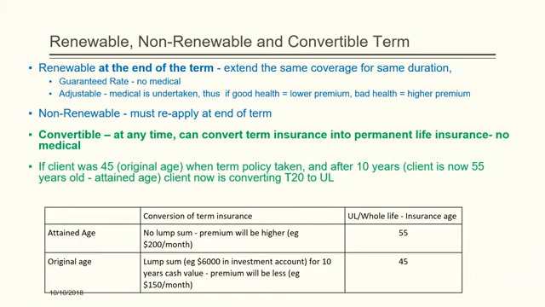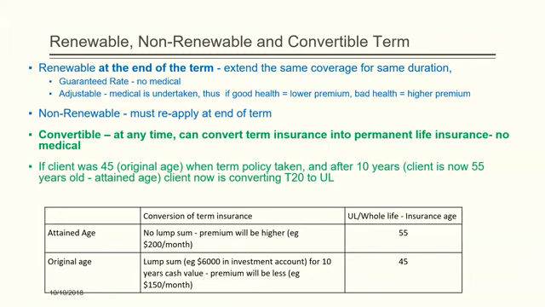So when you're comparing term policies from different companies, you have to see whether they are renewable or not, and whether they are convertible or not. With convertibility, let's take a look at this example. The client was 45 years old, the original age when the term policy was taken. Now, 10 years have passed.